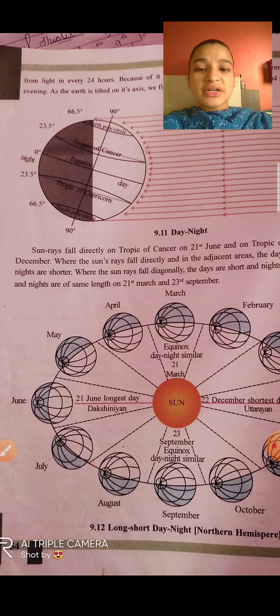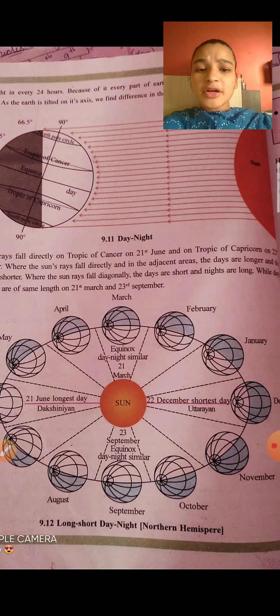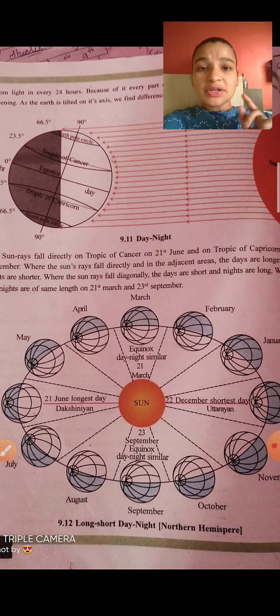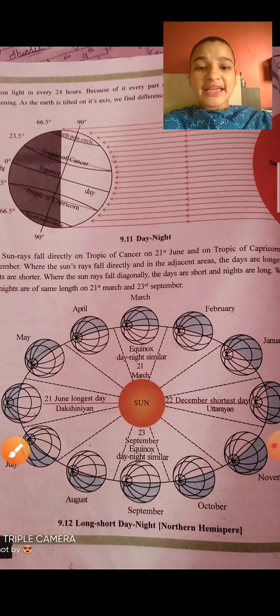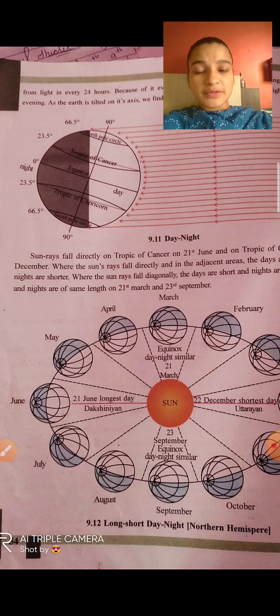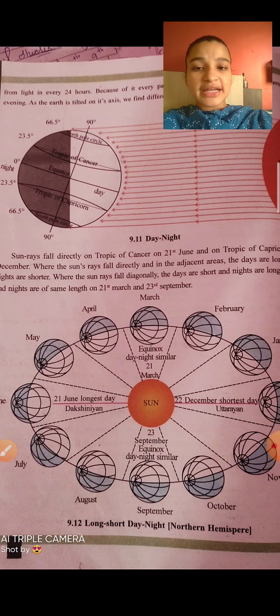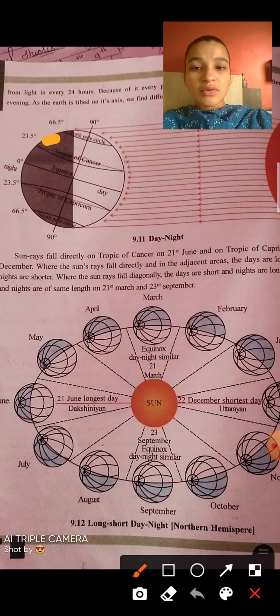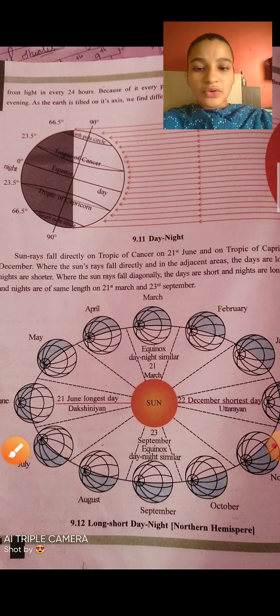Okay. Now sun rays fall directly on the Tropic of Cancer on 21st June, and Tropic of Capricorn on 22 December. So this you remember. Sun rays fall directly on Tropic of Cancer on 21st June and on Tropic of Capricorn on 22 December. While the sun rays fall directly in the adjacent area, the days are longer and the nights are shorter. So sun is in adjacent area. So what will be there? Days will be long because sun rays are falling directly. So see here the position is there now. So what will happen? Days are long and nights are short. Okay.